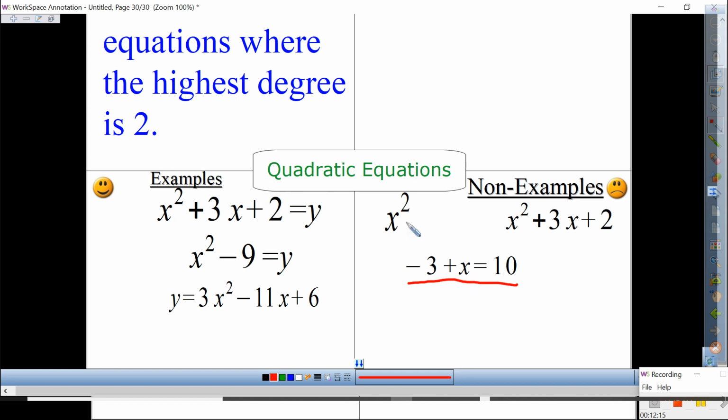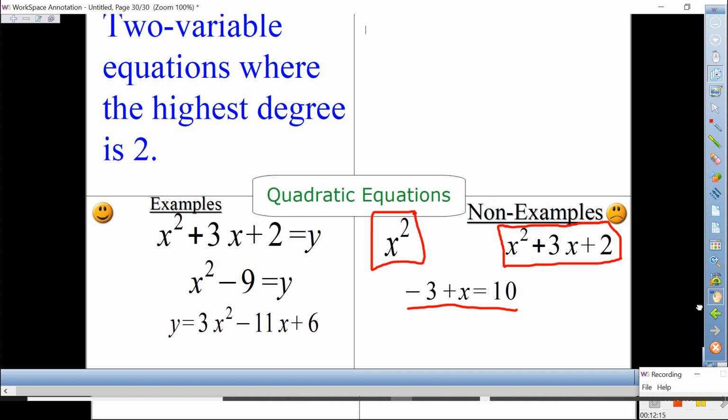Okay? How about these two? Why are these not quadratic equations, Lewis? The first one, x to the power 2, because it's not an equation. It's not an equation? The second one, because it's an expression. It's an expression. So both of these are expressions and have no equal sign. Okay. Fairly straightforward, yeah?